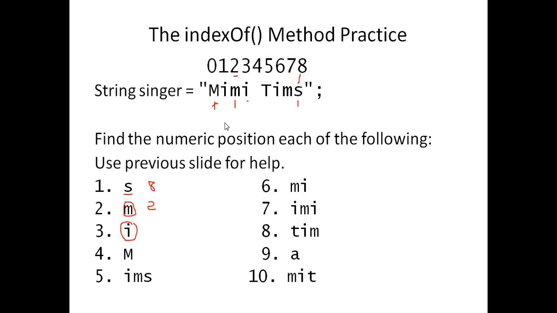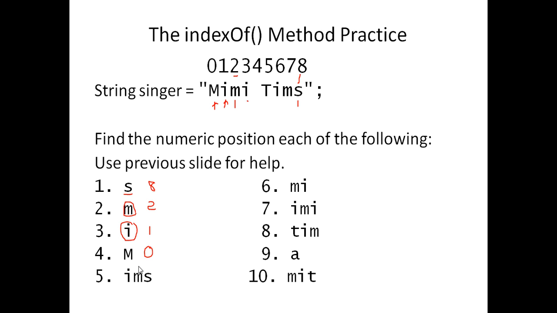Okay, now we're at i. What is the location of the lowercase i? The first place that the i shows up is right here, so that's 1. What about the capital M? Well, that shows up in the first character. The first character is not 1. The position is 0. That's the important thing to remember, that 0 is the very first character's position.